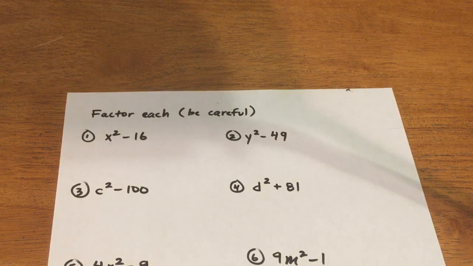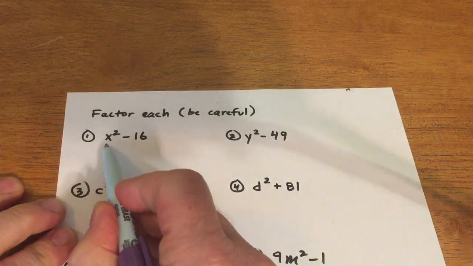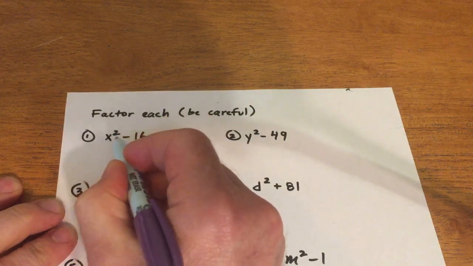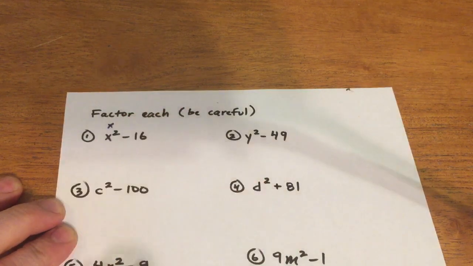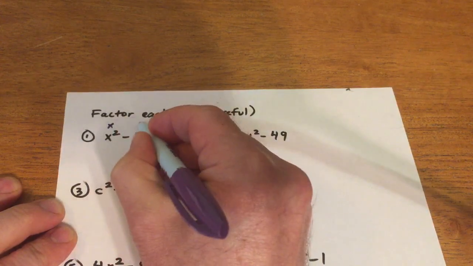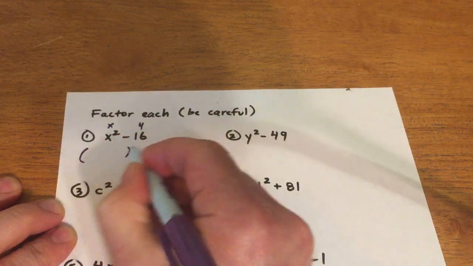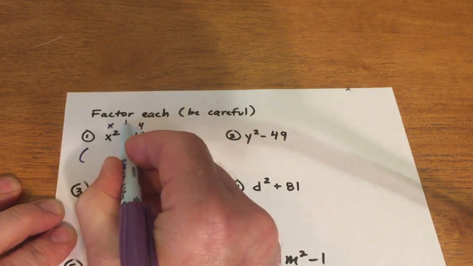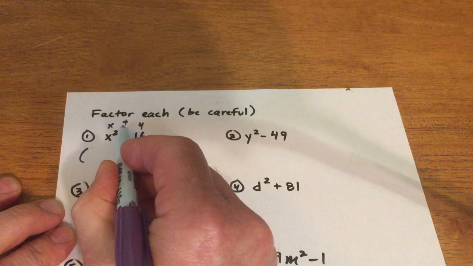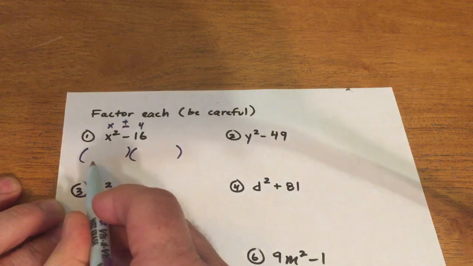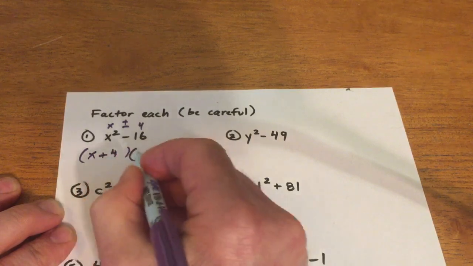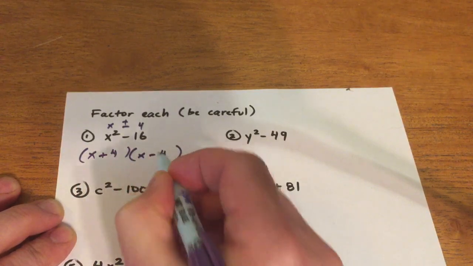All right, let's go through problem number 1 together. To factor it the way I showed you, basically we're going to take the square roots of each one of these terms right here. Obviously, square root of x squared is going to be x. Square root of 16 is going to end up being 4. And now we can write out our answer. We're going to use an x plus 4 and an x minus 4 in our 2 pairs of parentheses. So x plus 4 and x minus 4.